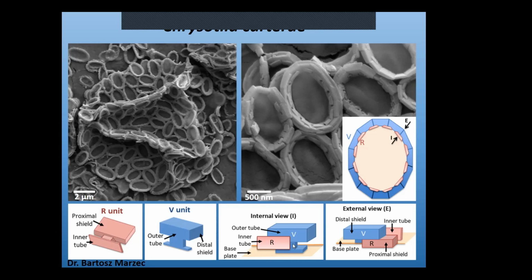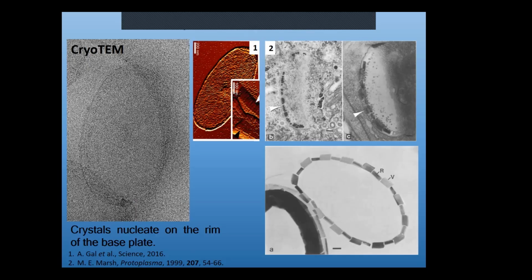And here we see how they interlock together. So basically, we have them alternate. Now, I talked before about the coccolith base plate.